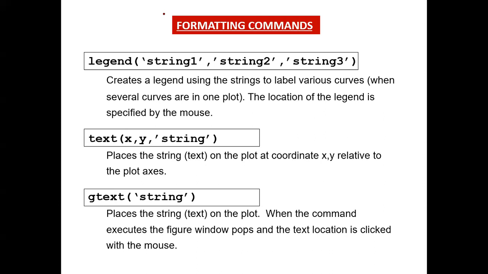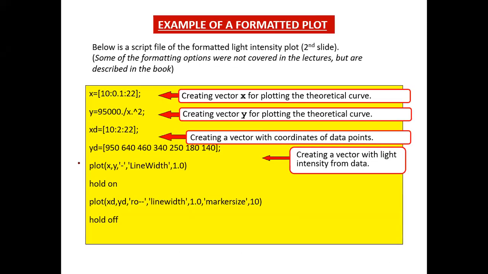For the legend, we can choose the location, which is specified with the mouse. Then for text, we can choose either the x-axis or y-axis, placing the string on the plot at the coordinate values of x and y relative to the plot axis. Then gtext we can use to place the string on the plot. When the command executes, the figure window pops up and the text location is clicked with the mouse. I'll show some examples.